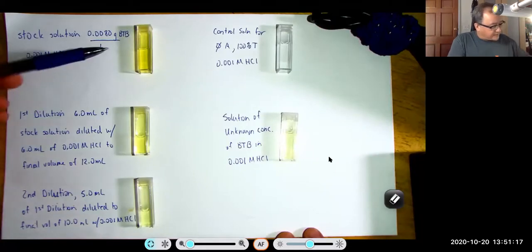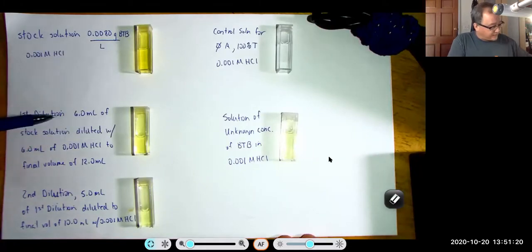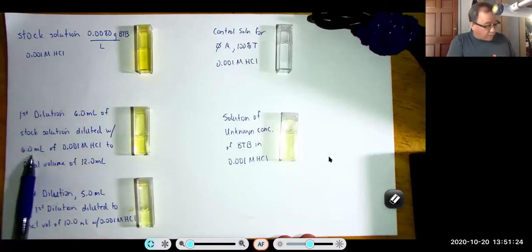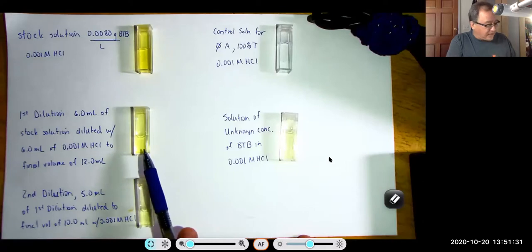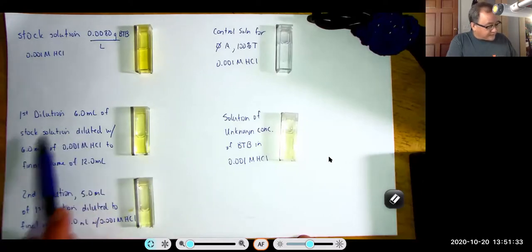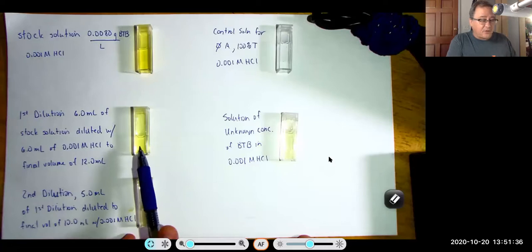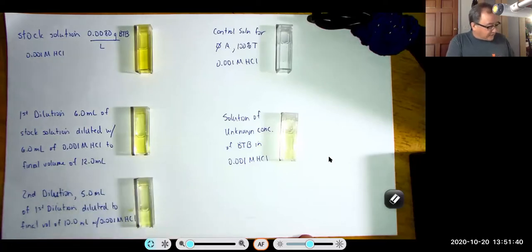Now, to make this dilution, I took 6 milliliters of the stock solution and diluted it with 6 mils of 0.001 molar HCl to a final volume of 12 milliliters. And this is that dilution here. Now, you can see I made 12 mils of this, and this is only about 2 of it. So what I did with the other portion, I took 5 mils of that, and I diluted it to a final volume of 10 mils with 0.001 molar HCl. So this is the second dilution right here.